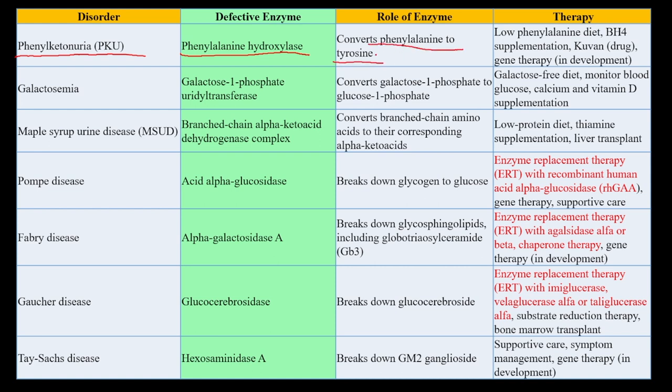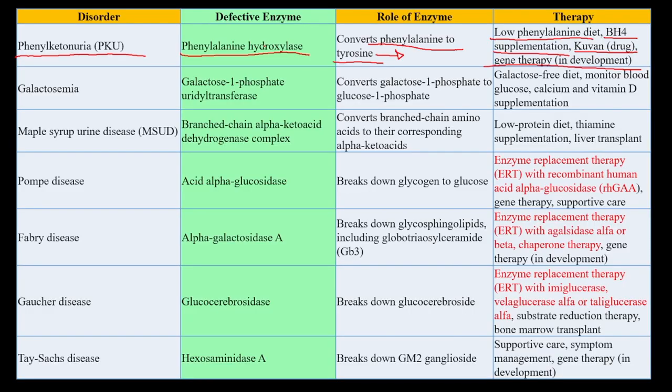And as a result, there will be tyrosine which is actually going to be utilized. So low phenylalanine diet, what is the therapy? Therapy is that you don't take the phenylalanine, because this enzyme is not present, right? So it will not be able to convert the phenylalanine to tyrosine. And as a result, there will be an accumulation of phenylalanine. So therapy is that you take the low phenylalanine diet, or you take the BH4 supplementation or Kuvan, gene therapy in development. Okay, there are reports where you can have the gene therapy for phenylalanine hydroxylase, and that is also giving relief to the patients.